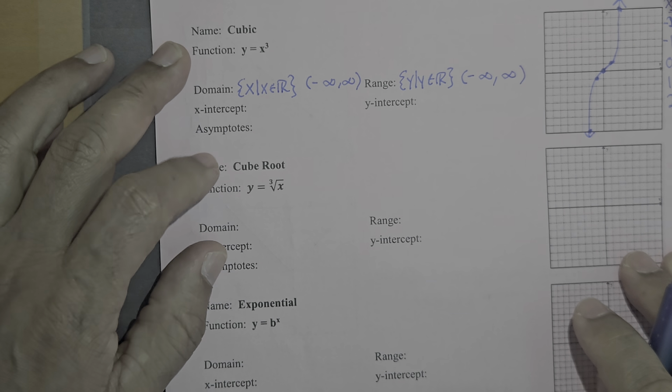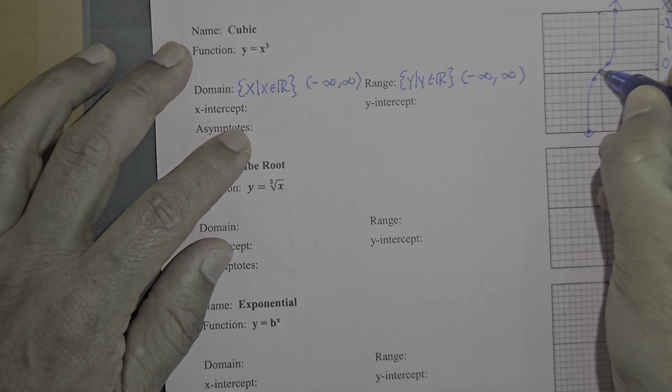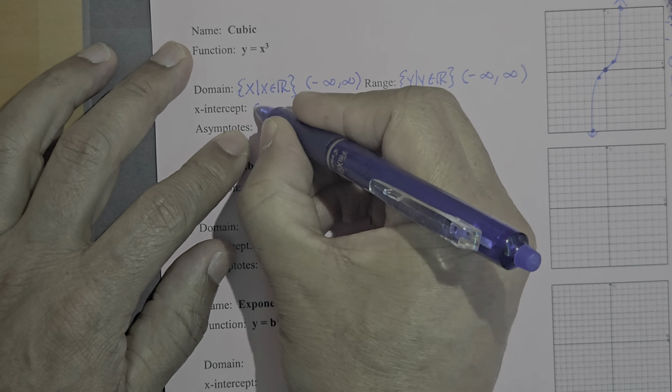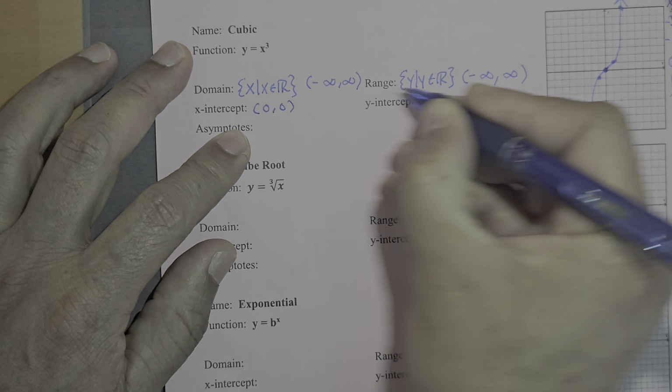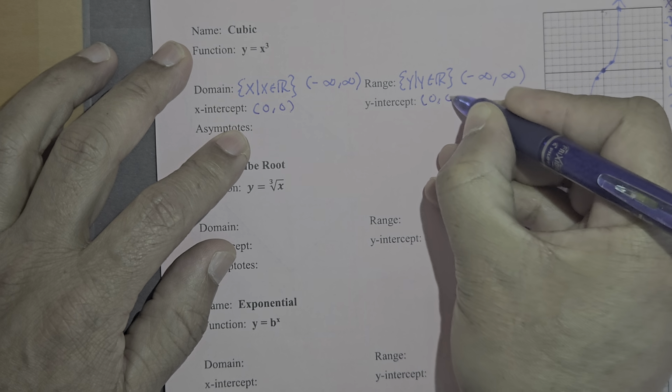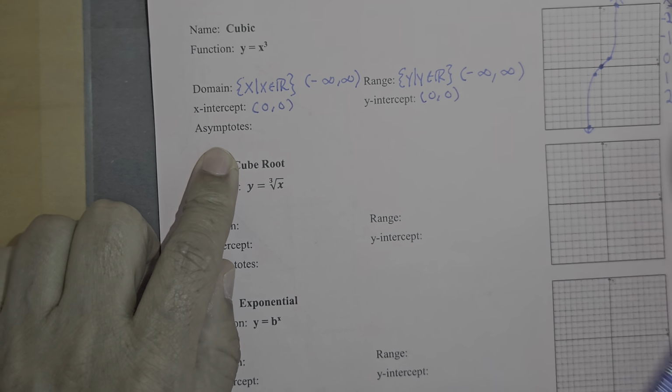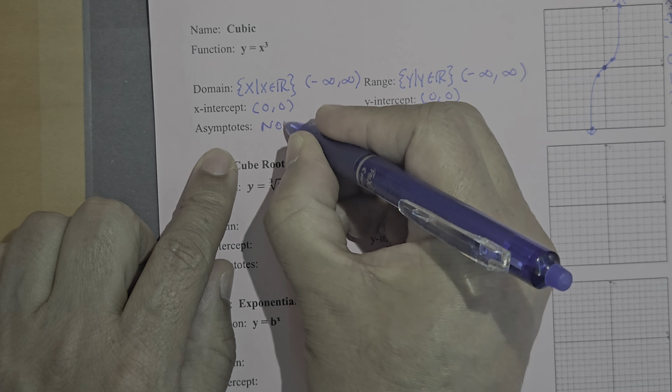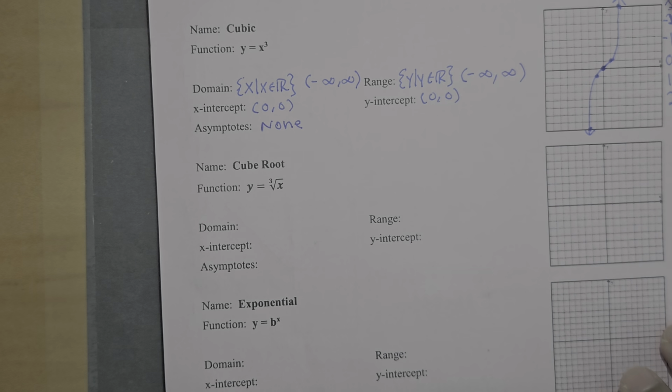Okay. X-intercept and y-intercept, as it's at the origin, so it's the point 0, 0, and the same goes for the y-intercept. Okay. And then asymptotes. This one has none. There are no asymptotes on the cubic function.